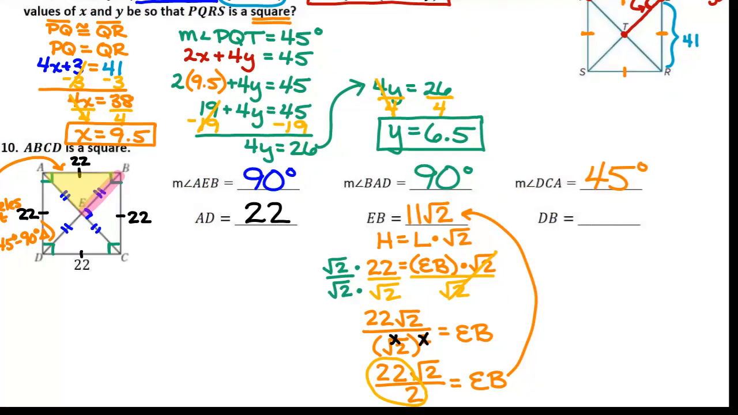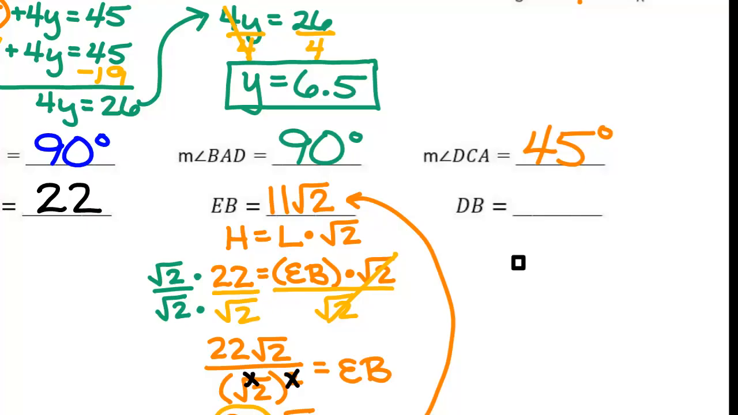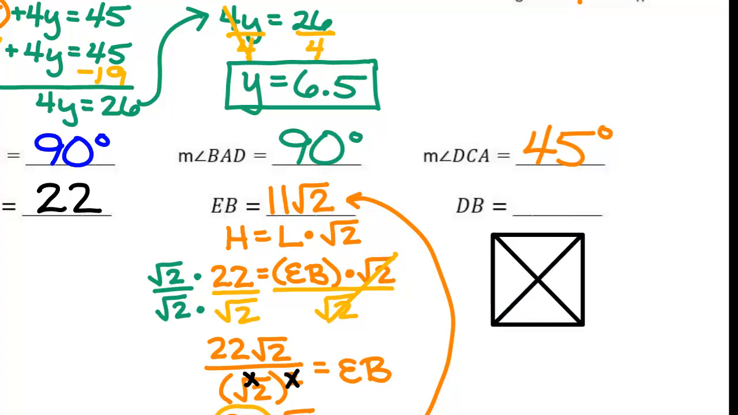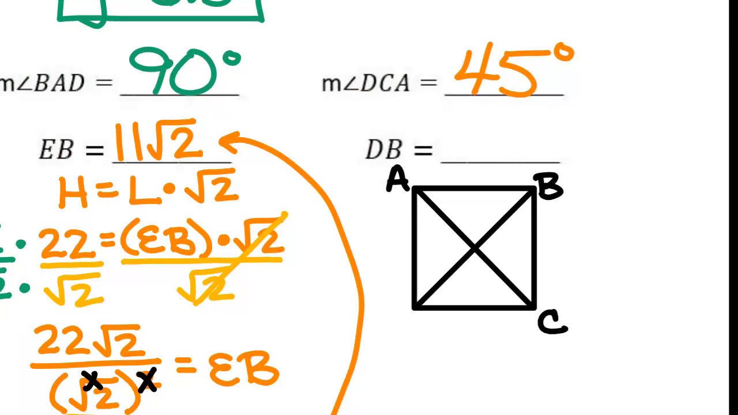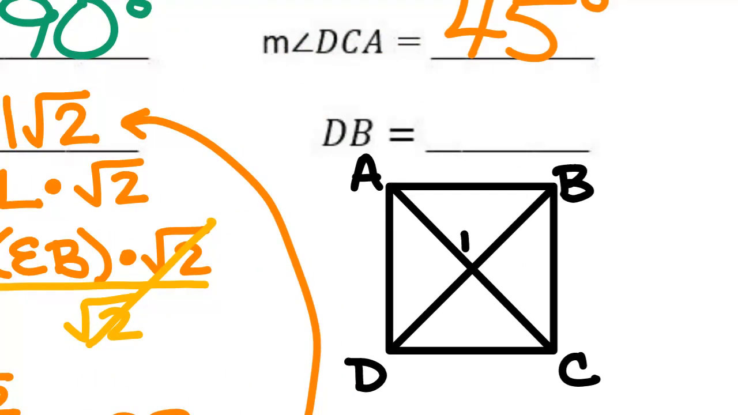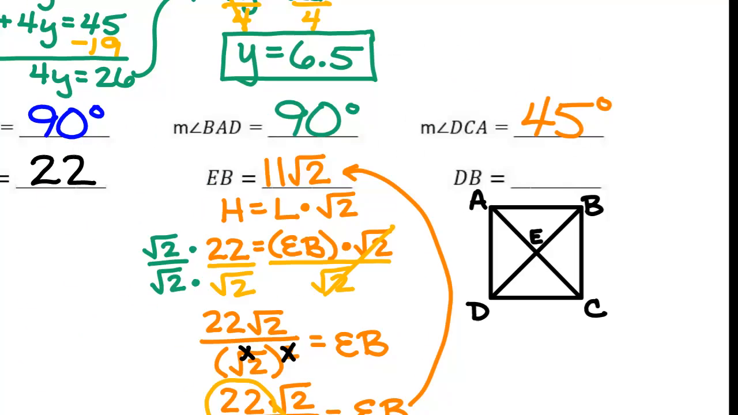All right. To do this last one, I'm going to redraw the square because I feel like I've got a lot going on in that picture over there. So I'm going to redraw this quickly. So we have A, B, C, D, and E right here. This time we want to look for DB, this right here.